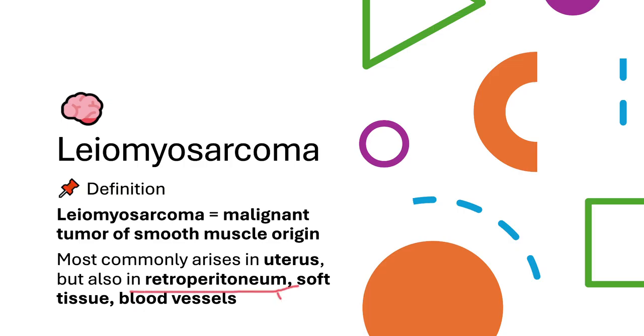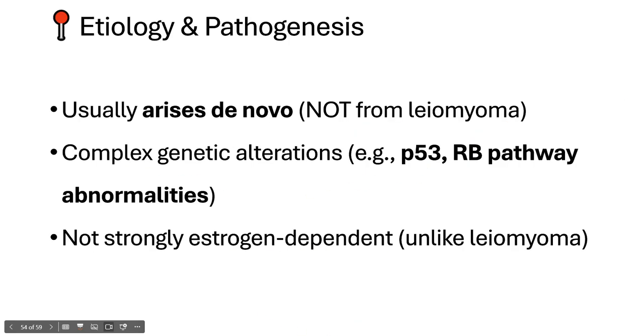In the retroperitoneum, we discussed in the previous video that adipocytic tumors, liposarcoma, can be seen in the retroperitoneum also. So leiomyosarcoma is also seen in the retroperitoneum.